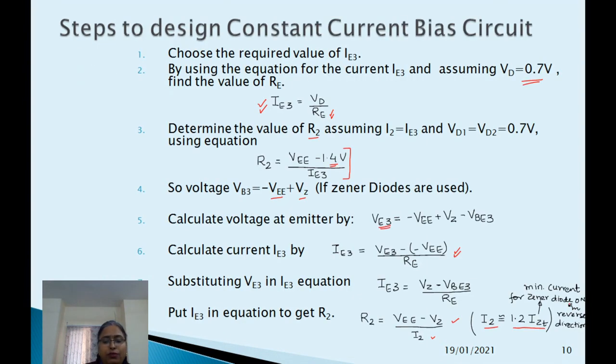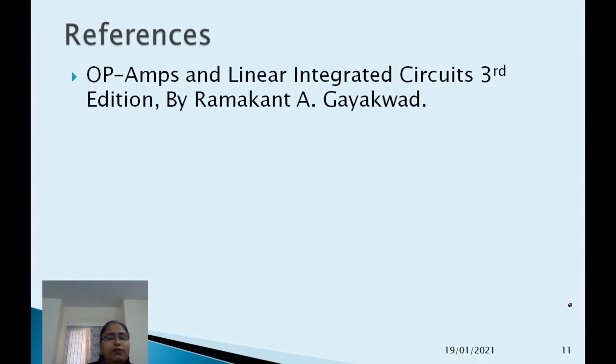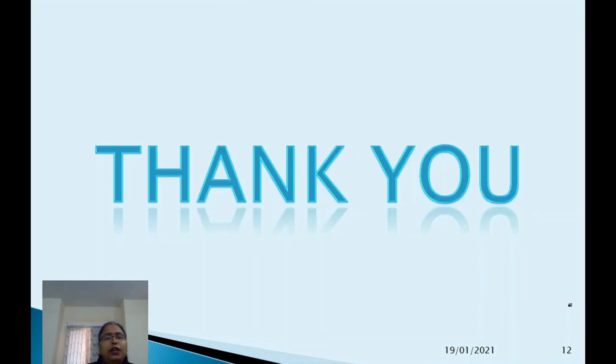So this is all about the constant current bias circuit in the differential amplifier, and this is the reference I have taken.